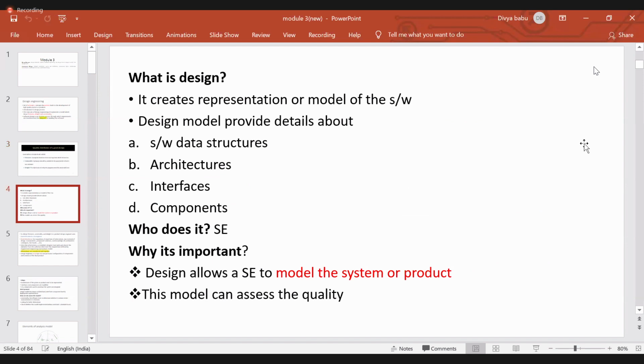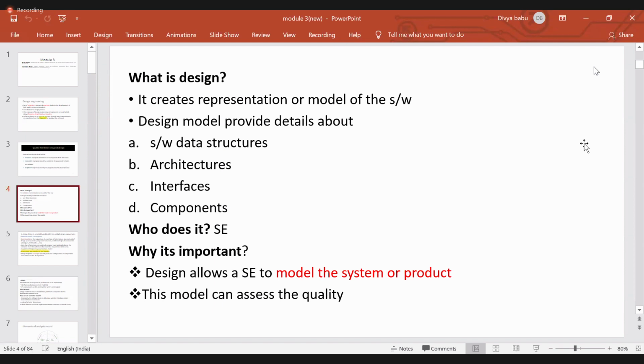So what's the design? Design is the representation or model of the software. Okay, it's a representation. It's not an executable thing. Model is not an executable thing. It just gives you the input to the coding. In the coding part, you are doing the actual implementation, but you are taking input from these models. So model means it's a blueprint or representation.